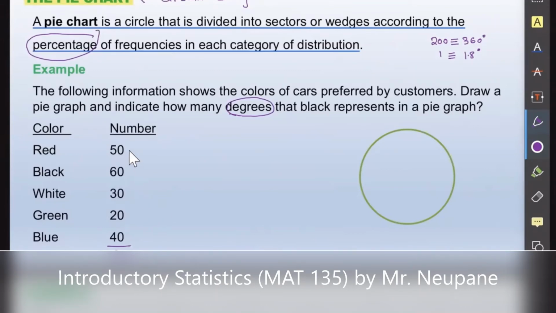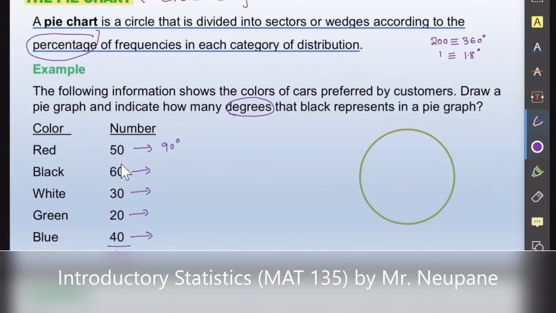So 50 is equivalent to how many degrees? So 1 is 1.8. That means we have to multiply each of these by 1.8, because 200 times 1.8 is 360. That means we can multiply each of these by 1.8. So the first one is, sorry, 50 times 1.8. What is it? Is it 90 degrees? Okay.